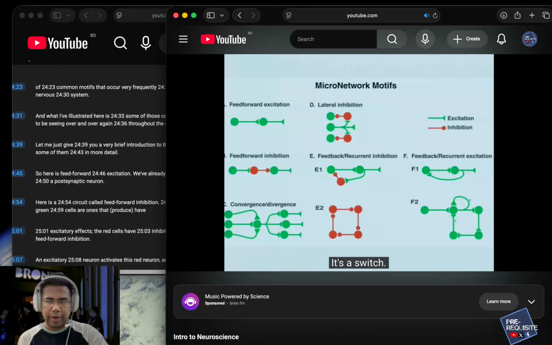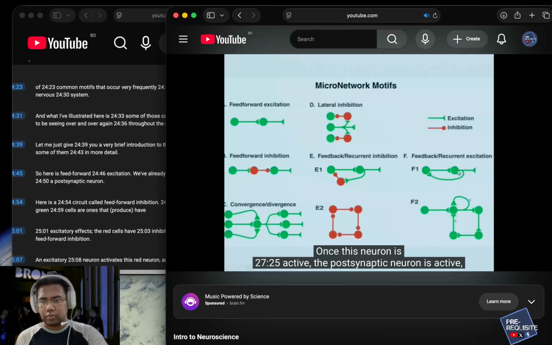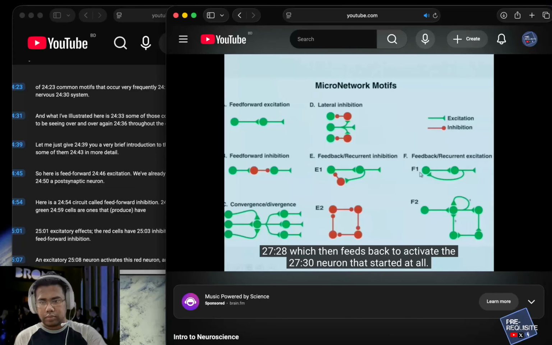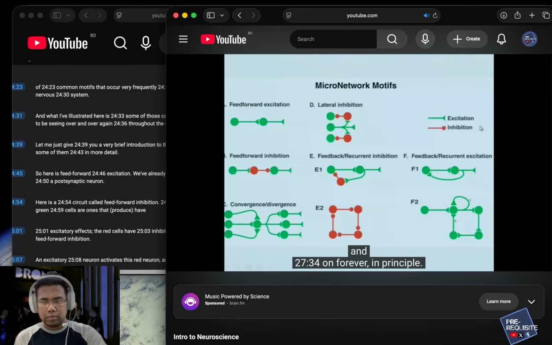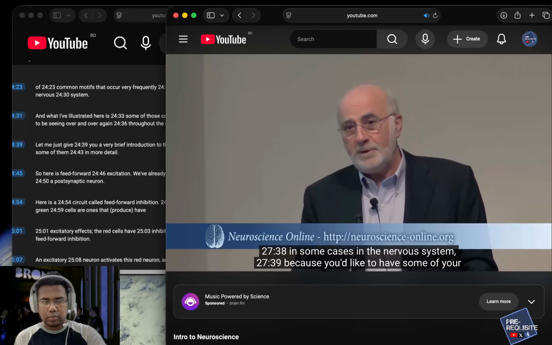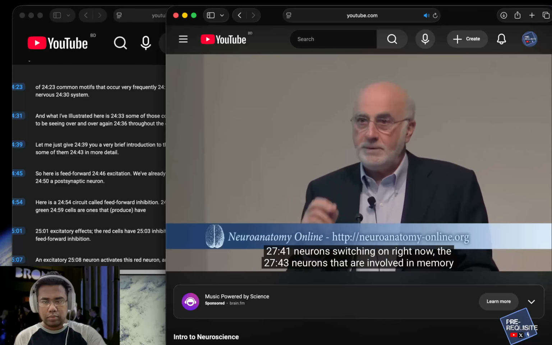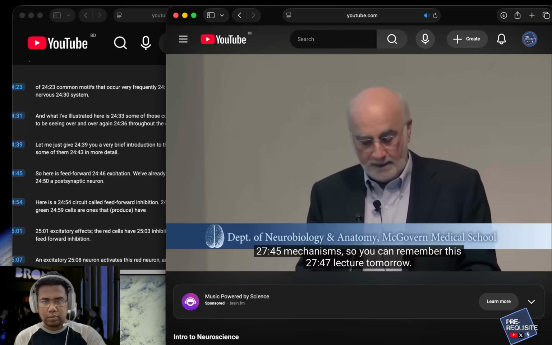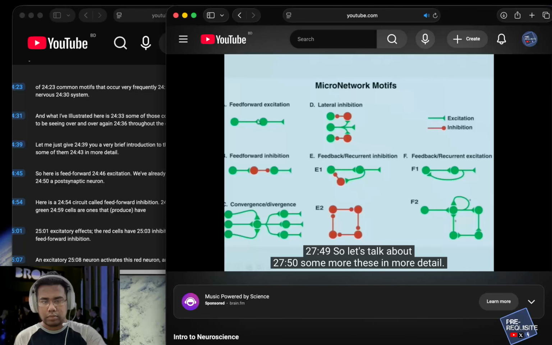It's a switch. It's just feedback. Once this neuron is active, the postsynaptic neuron is active, which then feeds back to activate the neuron that started it all. So once you get this thing going, it will go on and on forever, in principle. So this is a switch. And switches are really important in some cases in the nervous system because you'd like to have some of your neurons switching on right now, the neurons that are involved in memory mechanisms, so you can remember this lecture tomorrow. So let's talk about some of these in more detail.